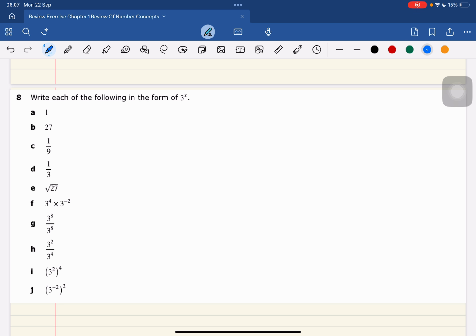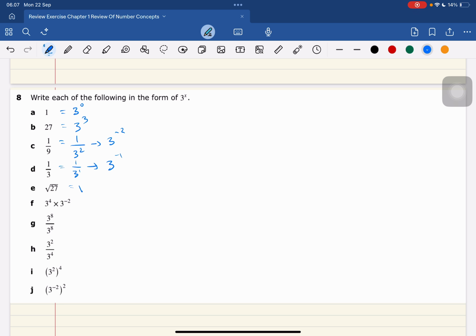Okay, write each of the following in the form of 3 power of x. So 3 is gonna be the base. So remember to make it equal to 1, every number to the power of 0 equals 1. So this is 3 power of 0. Next, 27, 3 power of 3. Next is gonna be 1 over 3 power of 2, or we can write it as 3 power of minus 2. There is also 1 over 3 power of 1, so we can write it as 3 power of minus 1.